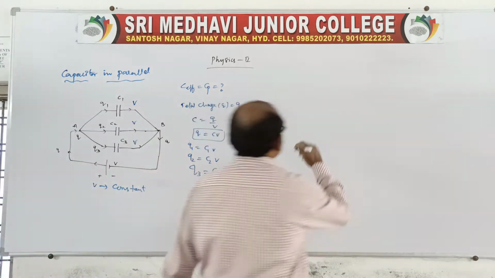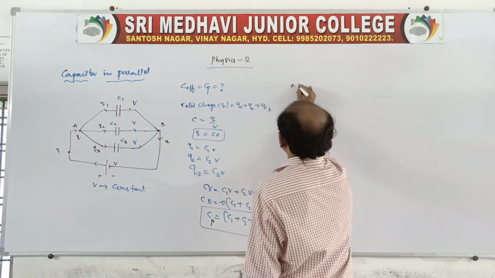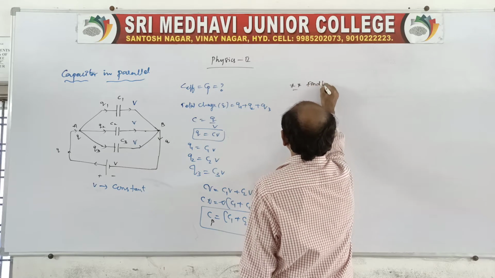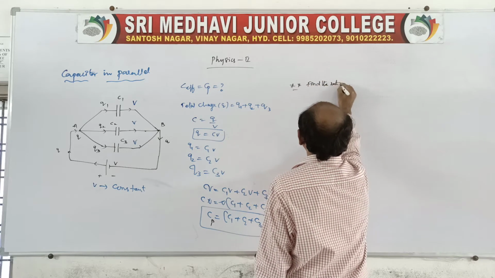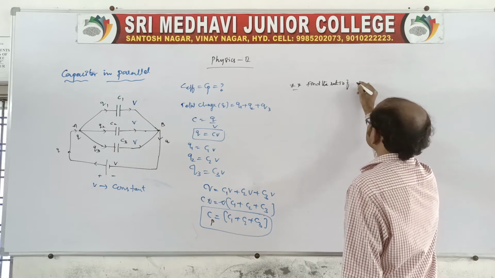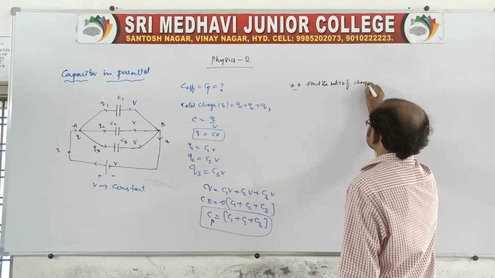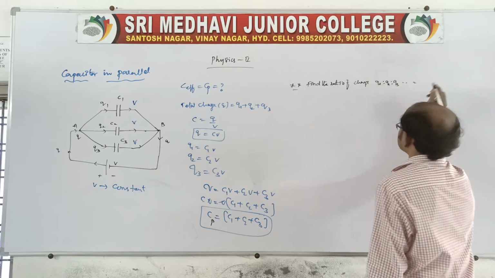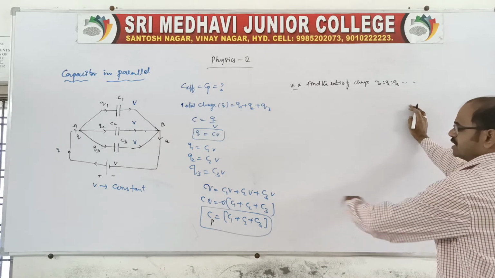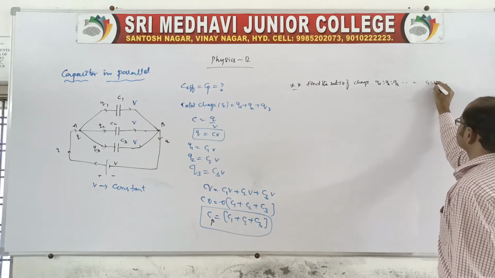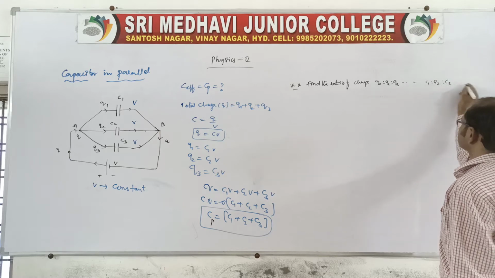There are also some very short answer questions, like: find the ratio of charge, that is Q1 is to Q2 is to Q3. Since the charge is divided with the same V, Q1 is to Q2 is to Q3 is equal to C1 is to C2 is to C3, and so on.